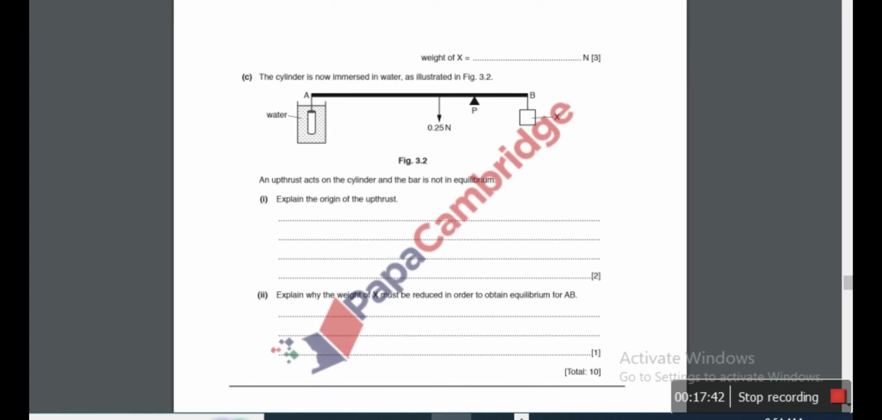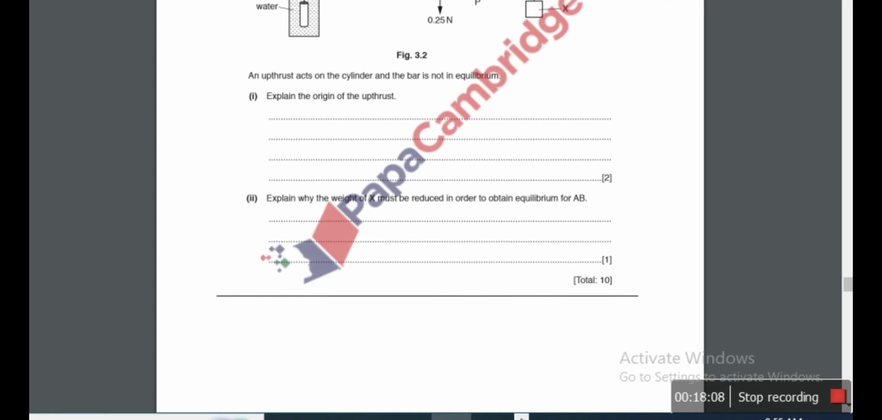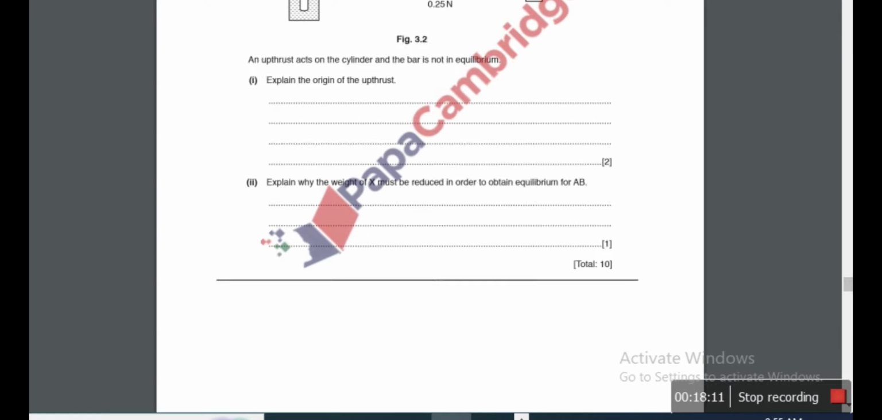Look at it. It says the cylinder is immersed, and so on. An up thrust of the cylinder is on the bar, which is in equilibrium. Explain the origin of the up thrust. I told you why up thrust acts. Up thrust is equal to the weight of the fluid displaced, and it acts upward. Explain why the weight of X must be reduced in order to obtain equilibrium. We're going to be talking about the principle of moment. Apply moment to discuss that better.